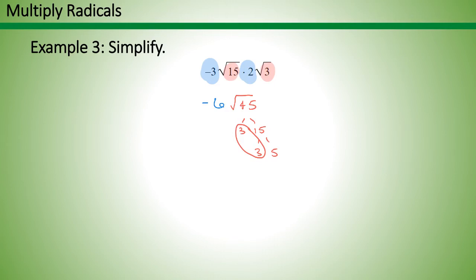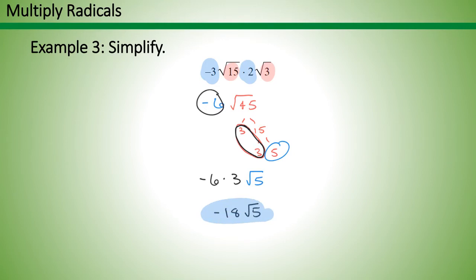Okay, so things on the outside, we have negative 6 and 3. So negative 6 times 3. This 5 is left over on the inside. Okay, so we're going to multiply negative 6 times 3 is negative 18 root 5. So that is our answer here.